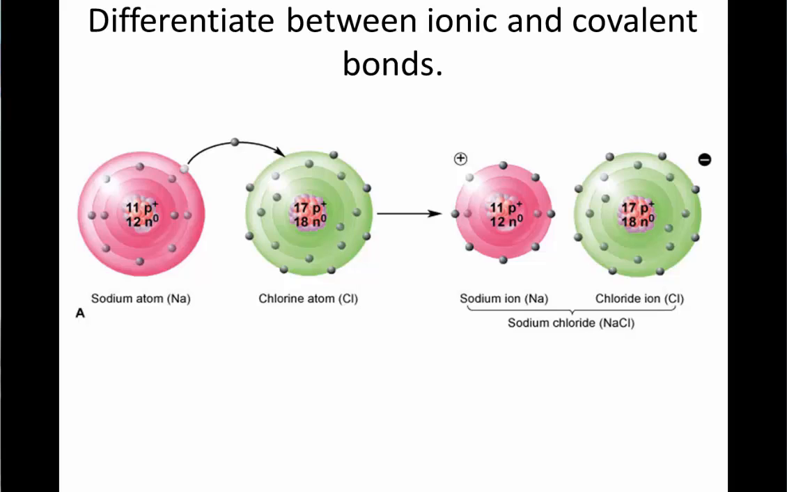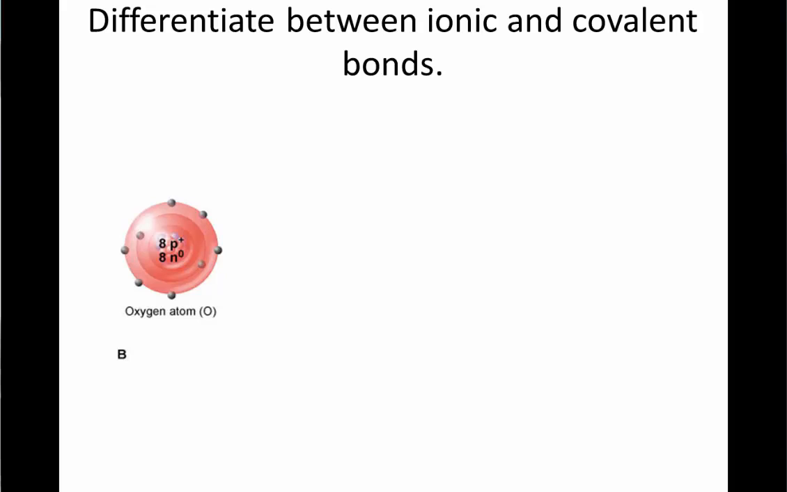This type of bond is actually called an ionic bond. As the name implies, it's because we have this reaction between the 2 ions that form a full positive or negative charge. Another type of bond that we can form is a covalent bond.